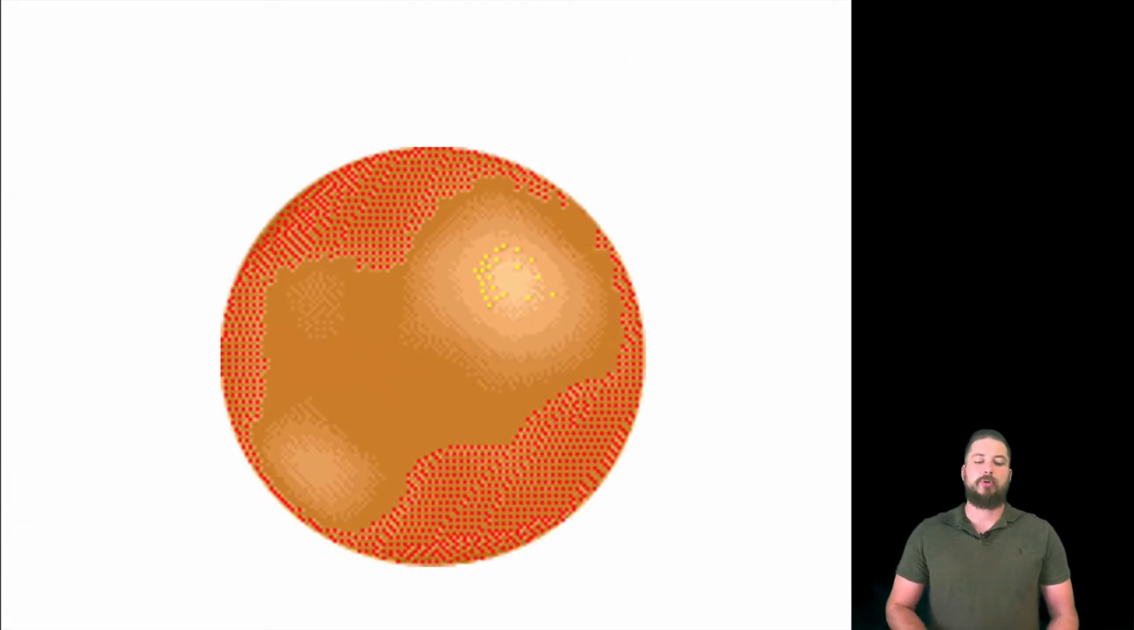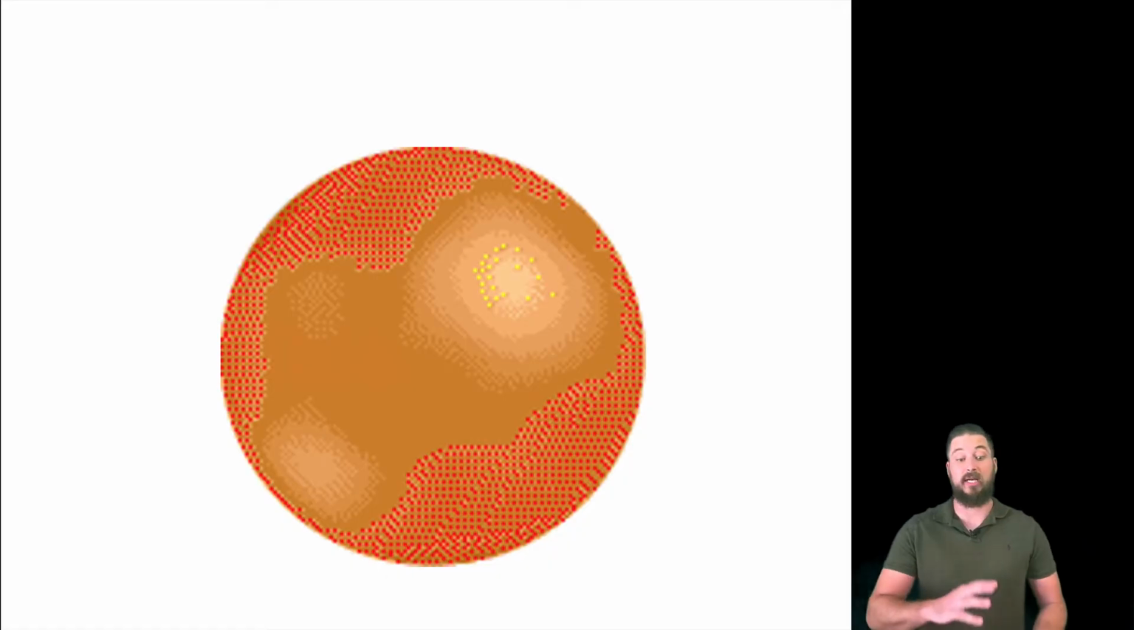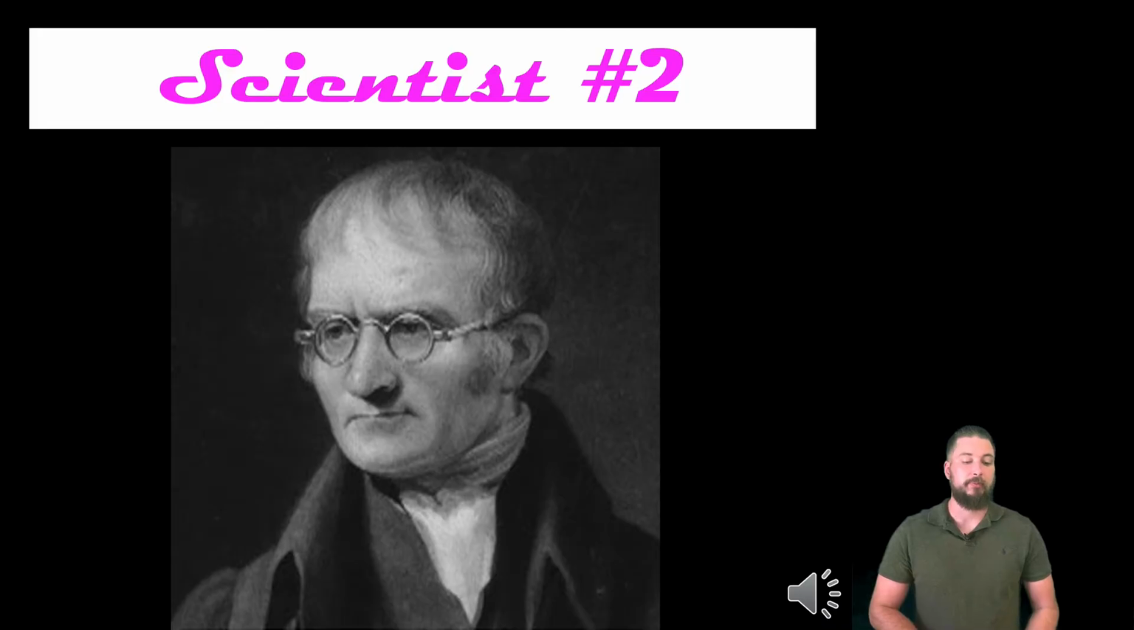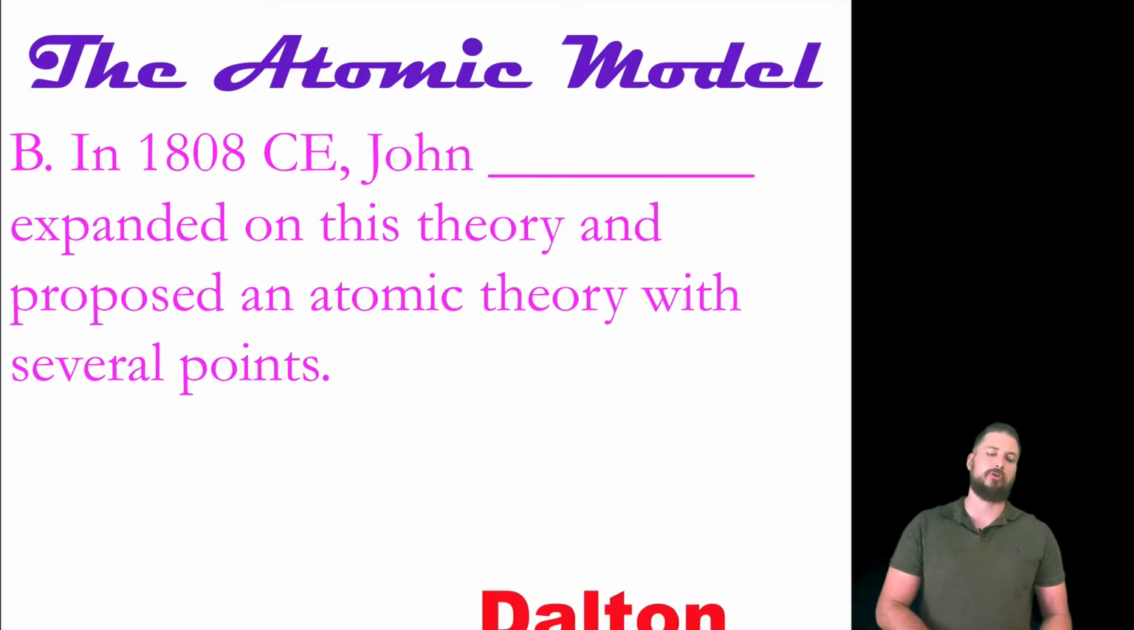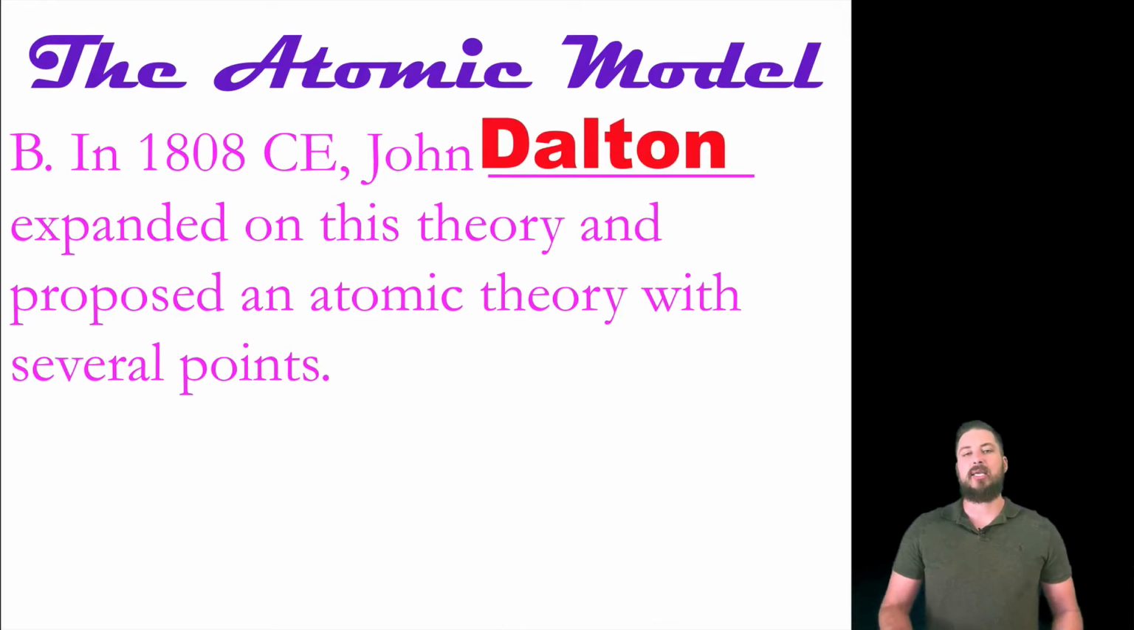Now, the next person we're going to talk about, and this is a picture of kind of the idea that you have this particle you can't divide anymore. But the next scientist we're going to talk about is Dalton, John Dalton. And so John Dalton came along, and this was in the early 1800s, and he expanded on this idea of the atom. And so there's 4 statements that he made that really solidified our understanding of the atom. And so let's go and talk about those 4 statements.